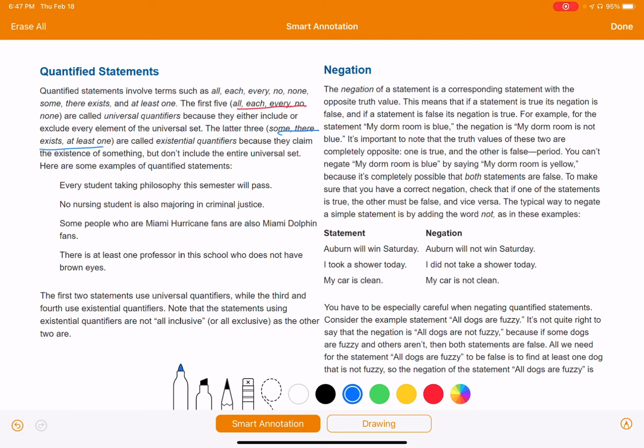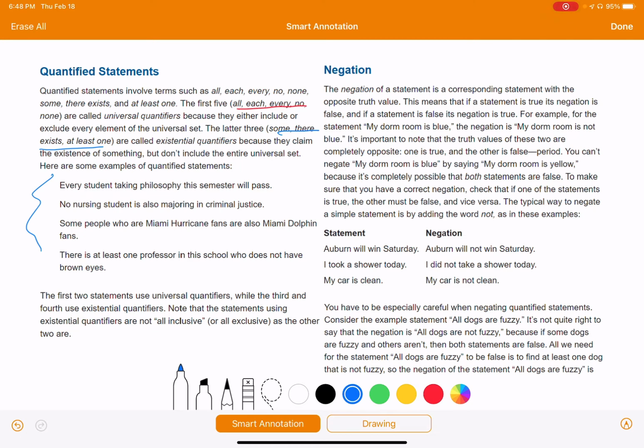Okay. So our universal, the way I remember is universal, I'm thinking about everything. So universal deals with all, each, every, no, none. Okay. It's either all or nothing. And then existential goes to some extent. So we're thinking some, there exists at least one. So here are some examples of the quantified statements. Every student taking philosophy this semester will pass.